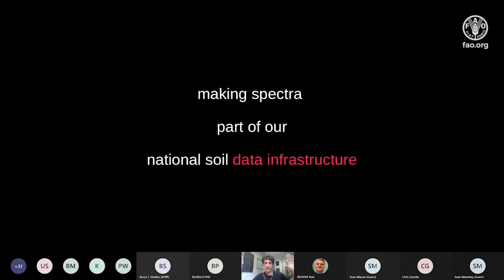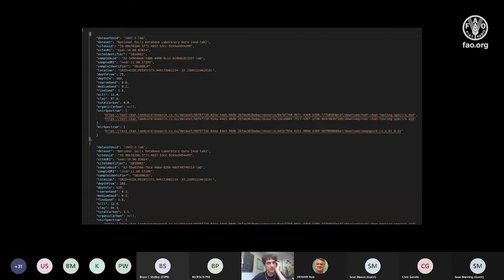So that's really raised the question of how we make spectra, whether NIR or MIR, part of a solid, modern data infrastructure. How do we make soil spectra a first-class citizen in our soil database? That's really fresh off the oven.